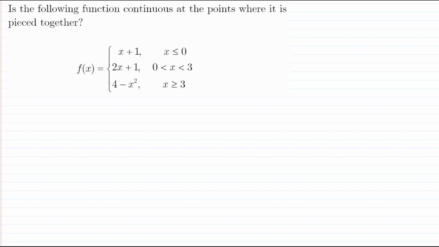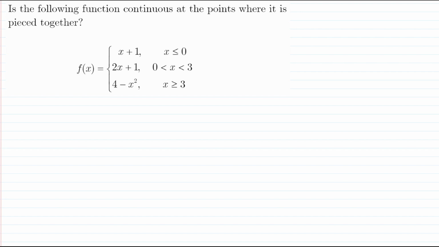Now notice that each of those functions themselves are continuous. X plus 1 is just a line, so is 2x plus 1. There are no gaps or breaks or holes, so they're continuous. This here is just a parabola. You can think of it as y equals negative x squared plus 4 if that's easier to see, but parabolas are continuous as well. So what's all this talk about discontinuity?